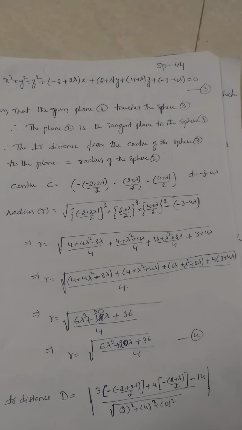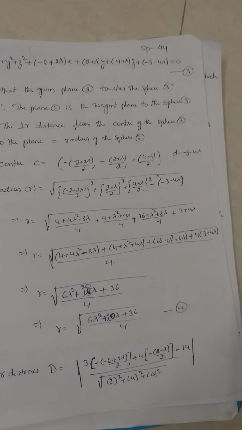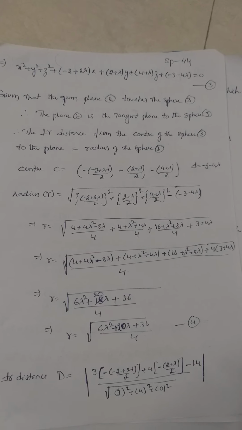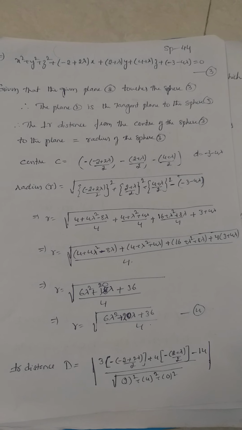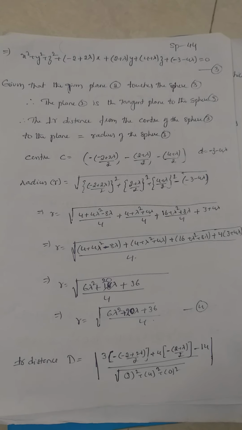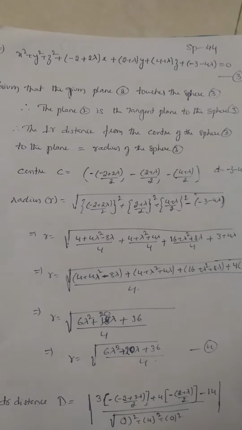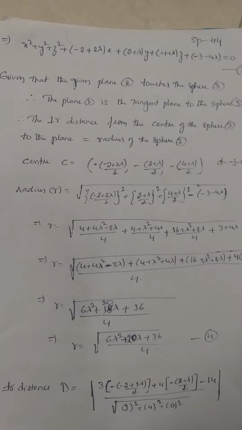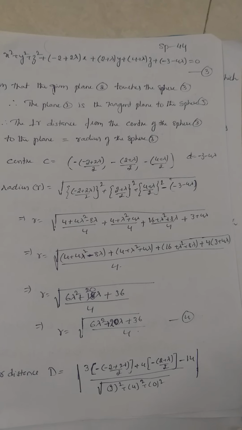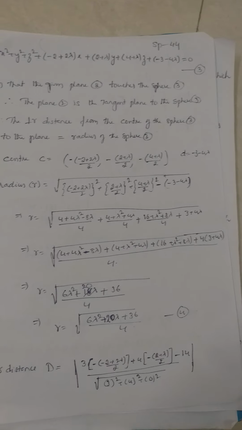If a plane touches the sphere means what? That plane is the tangent plane. If a plane is a tangent plane, what is the condition? The perpendicular distance from the center of the sphere to the plane is equal to radius. Clearly, this sphere touches the given plane 2. Therefore, the perpendicular distance is equal to radius. That means we have to find the radius and also perpendicular distance.